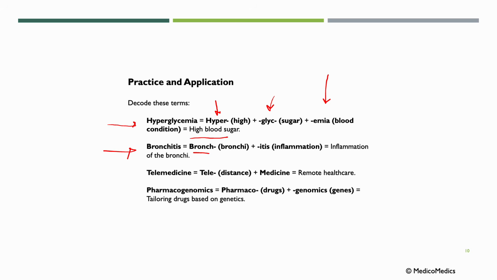Bronchitis, bronchi, plus itis, inflammation, is inflammation of the bronchi. Telemedicine. Tele means distance. Medicine is medicine, so telemedicine becomes remote healthcare. Pharmacogenomics. Pharmaco is drugs, genomics is genes, so tailoring drugs based on genetics.